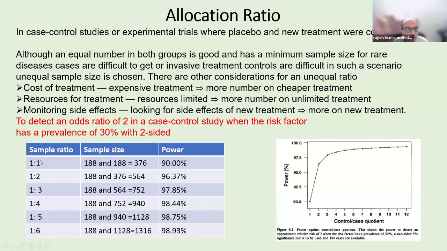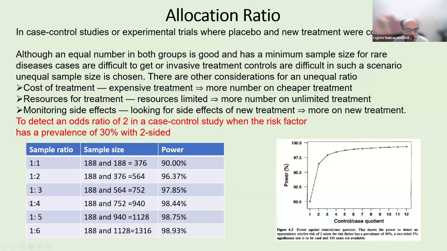I have to calculate the power. If I have a ratio of 1 to 1, I have 188 subjects for the cases and 188 subjects for the controls. That is 376. My power is 90%. Now if I increase the sample size to 1:2, that means 188 cases and 376 controls, one case to two controls, my total sample size will increase to 564, but my power increases from 90 to 96.37.